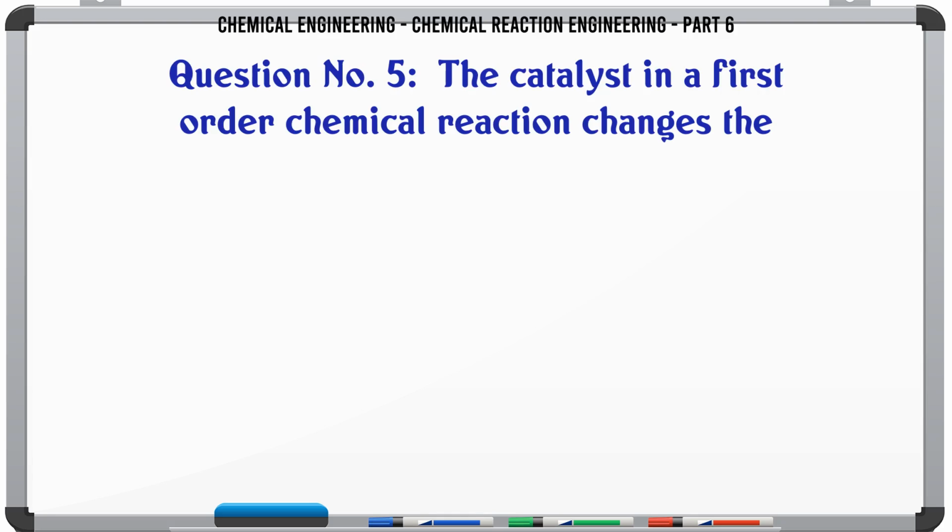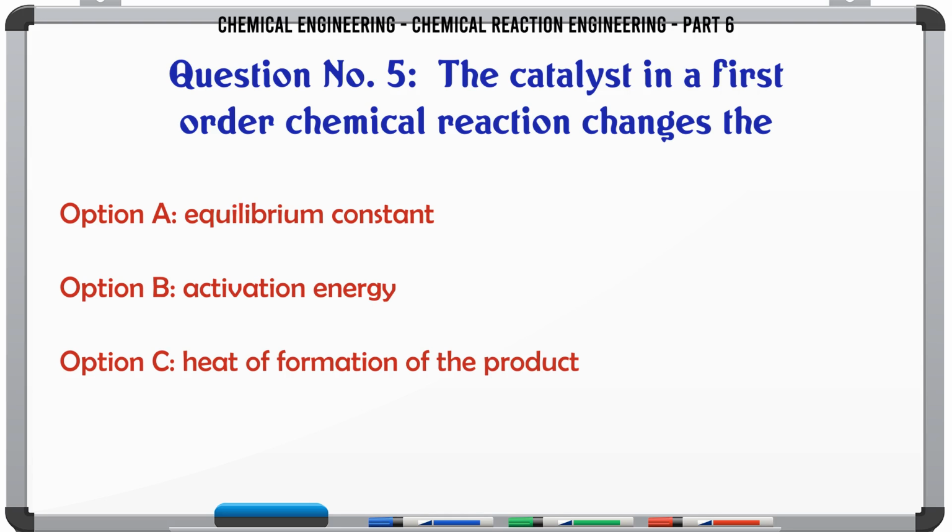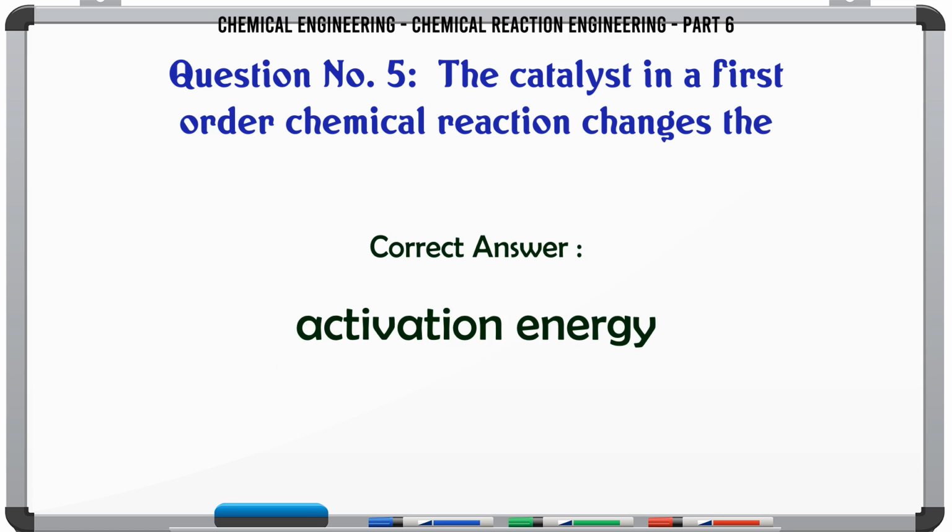The catalyst in a first-order chemical reaction changes the A. Equilibrium constant. B. Activation energy. C. Heat of formation of the product. D. Heat of reaction. The correct answer is activation energy.